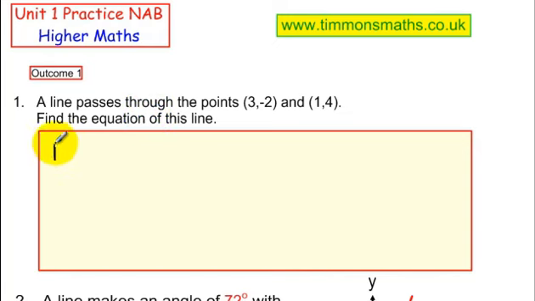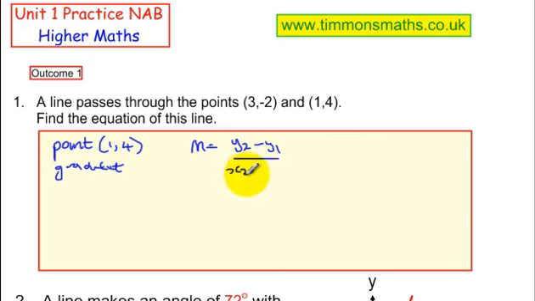To find the equation of the line, we need a point on the line, so we could choose (1, 4), and we also need to find the gradient of the line. To find the gradient of the line, if we use the gradient formula, m is equal to y2 minus y1 over x2 minus x1.